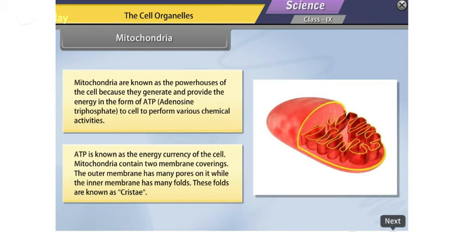Mitochondria contain two membrane coverings. The outer membrane has many pores on it, while the inner membrane has many folds. These folds are known as cristae.